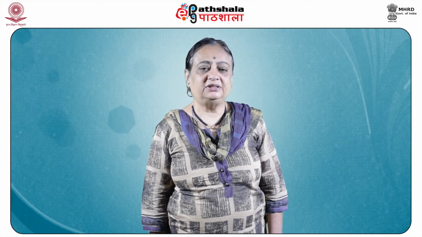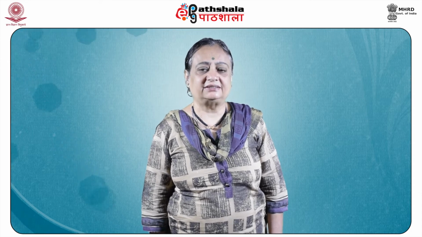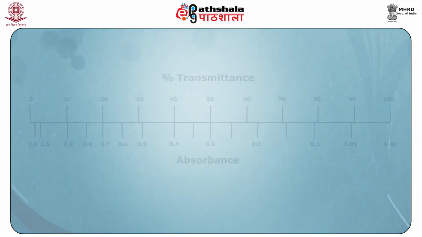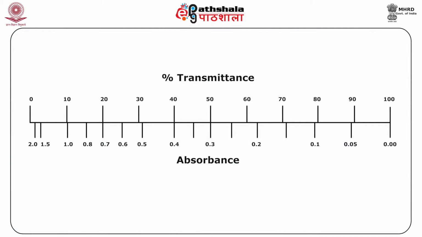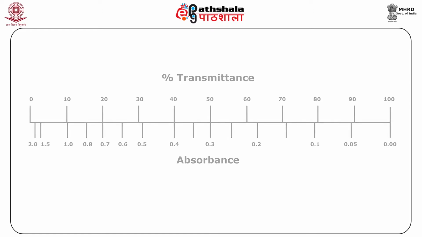It is the ratio of the transmitted to the incident radiation, that is I by I naught. The transmittance is generally expressed as a percentage, and it is I by I naught multiplied by 100. Now if the solution does not absorb at a particular frequency, absorbance will be 0 because I naught by I will be equal to 1 and all radiation is transmitted.